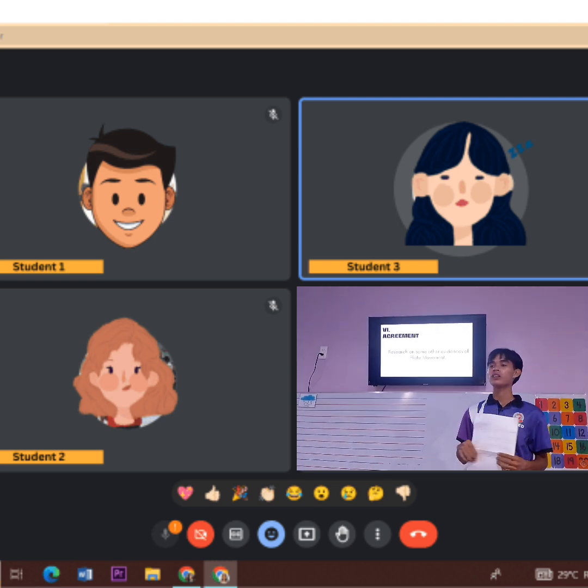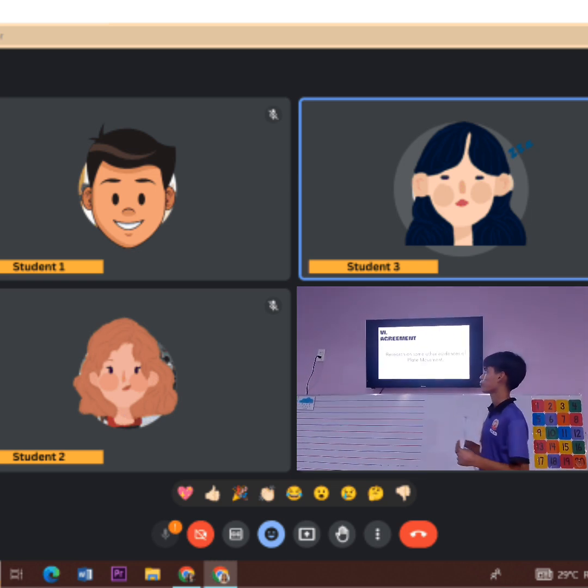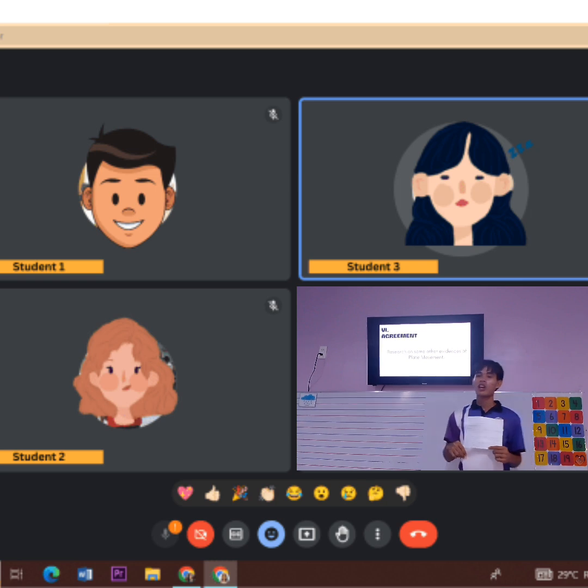Now we are going to have our assignment. Research and summarize the evidences of plate movement. We are going to check that tomorrow.